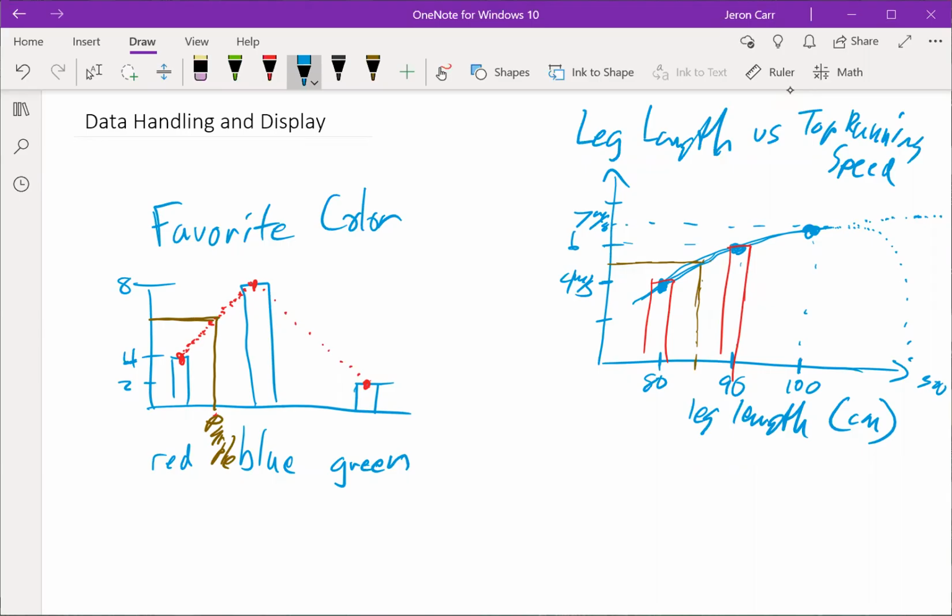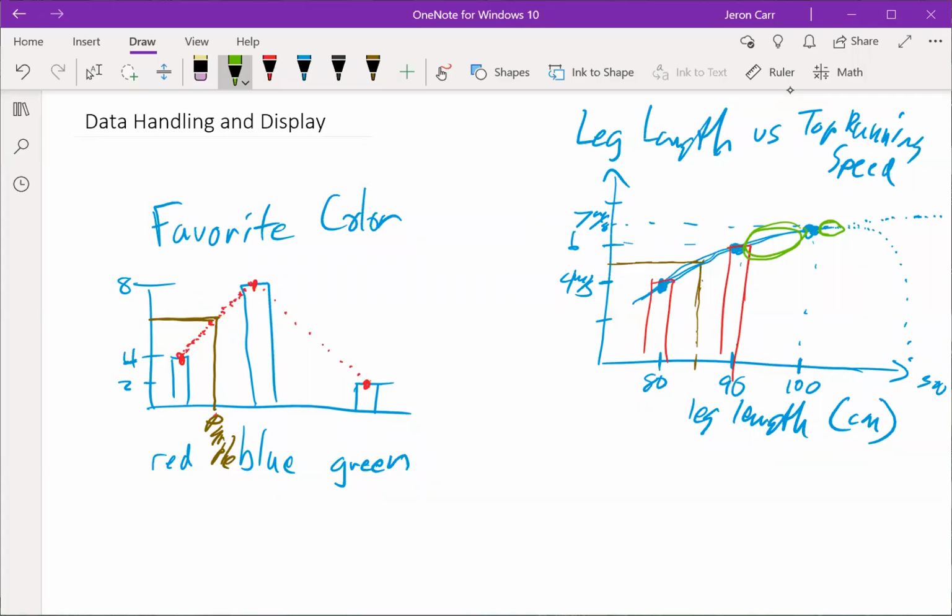So for line graphs, a lot of times you can only really trust locations that are in between data points, like this area, or regions that are very close to where you've made your measurements. You can probably still trust that your conclusions are accurate for someone with legs that are 101 centimeters long. You just maybe can't extend that out to 200 centimeters or 300 centimeters.